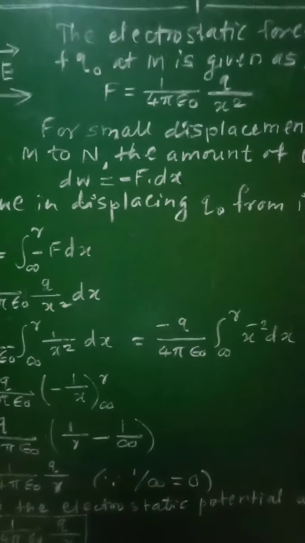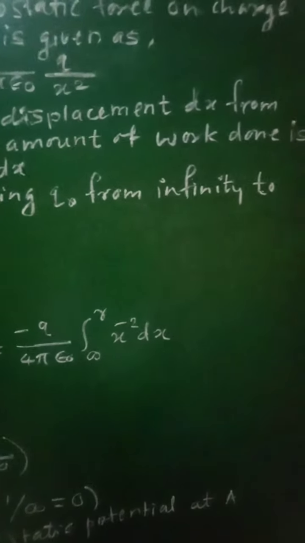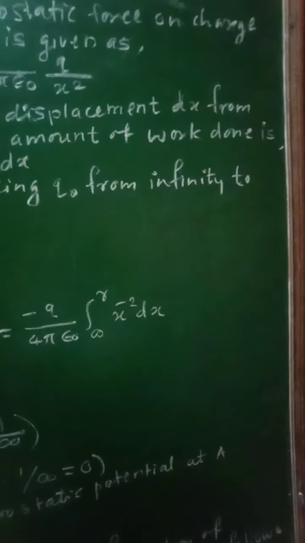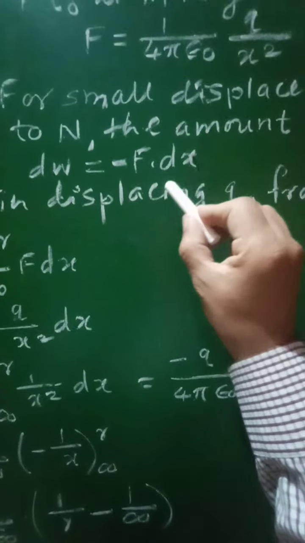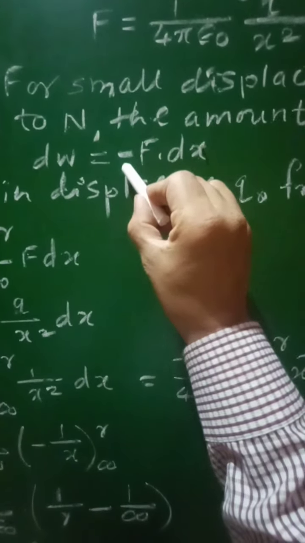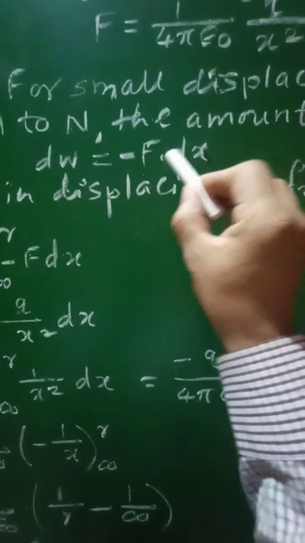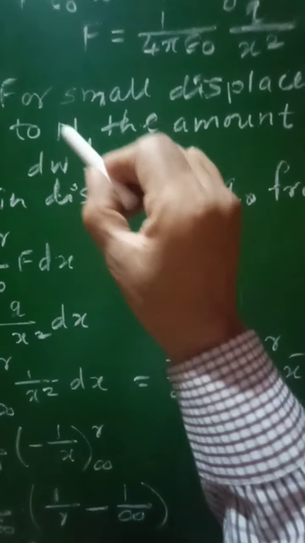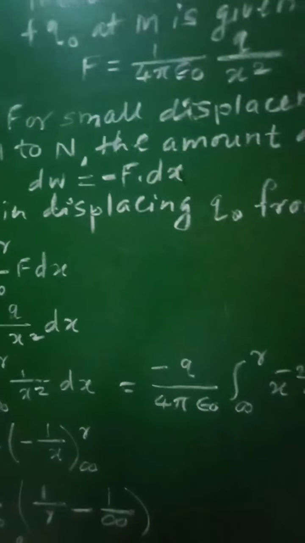Now for a small displacement dx, that is from M to N, the amount of work done is dW equal to minus F into dx. This negative sign indicates that the force and the displacement are oppositely directed, because force is directed from N to M and the displacement is directed from M to N.